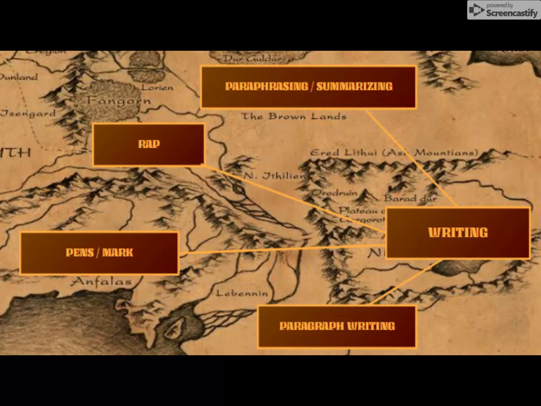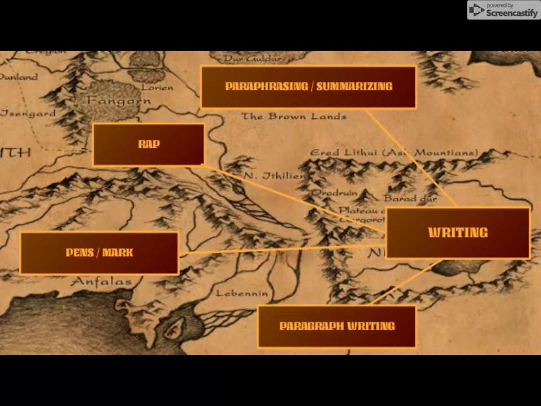The last unit that we'll be working on is writing. We're going to be writing throughout the year, but we're going to focus on writing in different chunks. And it'll start out with PENS and MARK. And these are ways for you to approach just writing a sentence successfully. It can be a simple sentence. It can be more complex sentences.